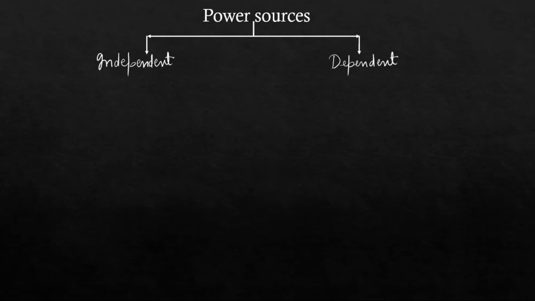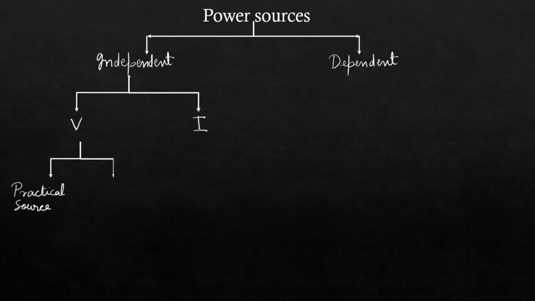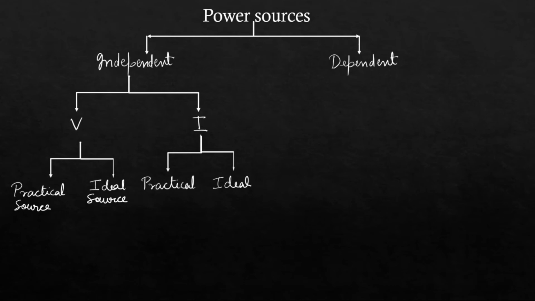Now independent source can also be of two types. It can be used to supply a voltage, that is we can say voltage source, or it can be used to supply current. In voltage source also there can be two things, practical source or ideal source. A voltage source can be practical or it can be ideal also. That depends on the internal impedance. And current source also has the same classification, it can be practical as well as ideal.